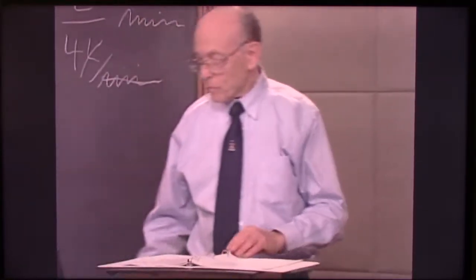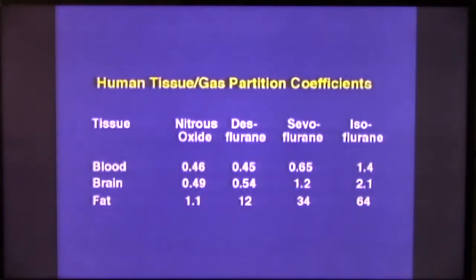And you get anesthesia in a minute or 2. Okay. As I said, we've got to also consider the tissue gas partition coefficients. Not only blood, which you saw in the previous slide, that's the blood gas partition coefficient, but also anesthetic solubility in lean tissues like the brain and fat.